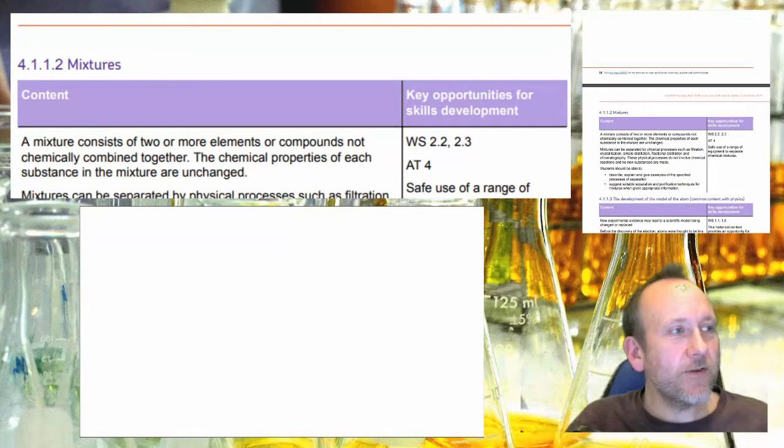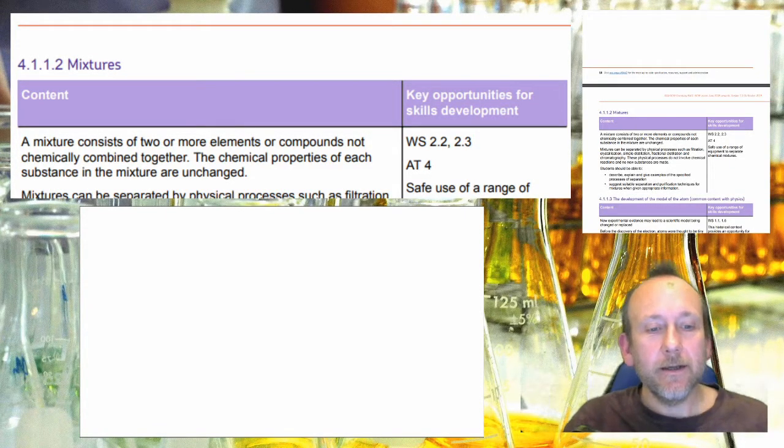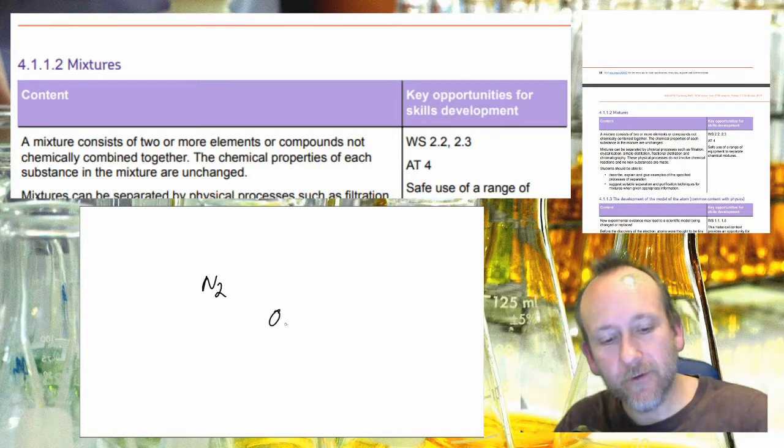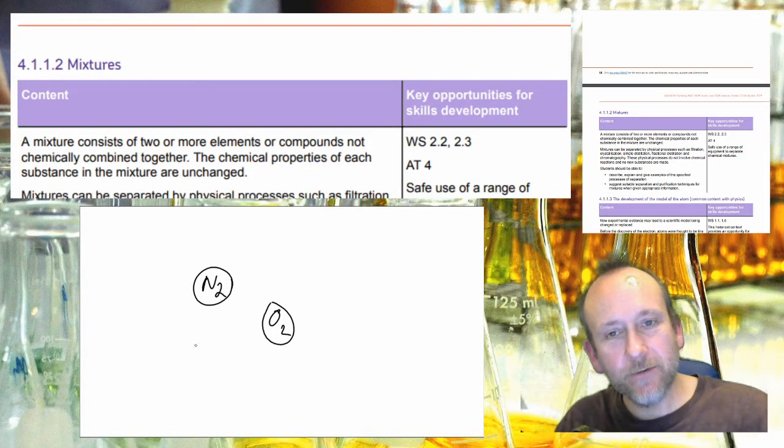A mixture consists of two or more elements or compounds not chemically combined together. For example, if you have air, you've got mainly nitrogen and some oxygen. The oxygen is floating around, and the nitrogen is floating around, and they're not chemically bonded.